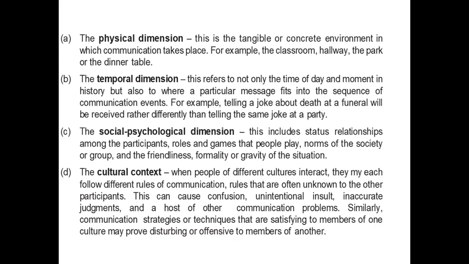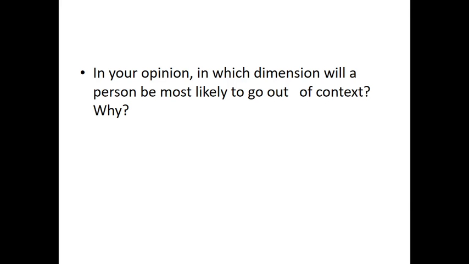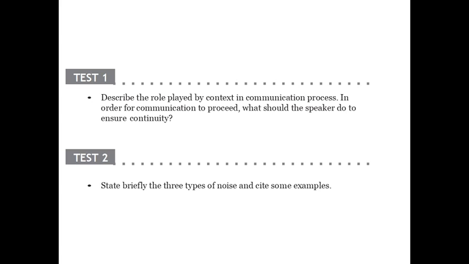So these are the dimensions you can read in the textbook and underline the points: physical, temporal dimensions, and so forth. So noise is also a question for your written exam. So you have to study the separate parts and write down the points. For example, what is social psychological dimension of noise? Explain with points and examples. So, which dimension will a person be most likely to go out of context? Why? Just think about it. So, these are two questions for you to discuss.